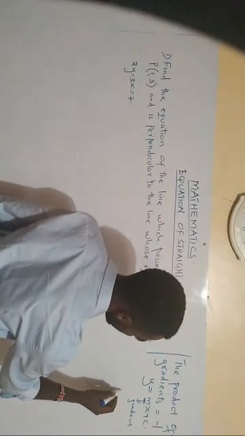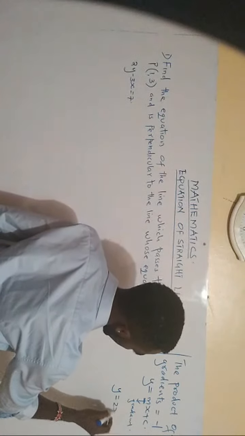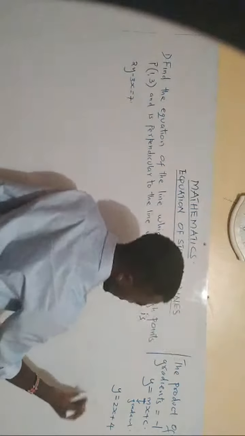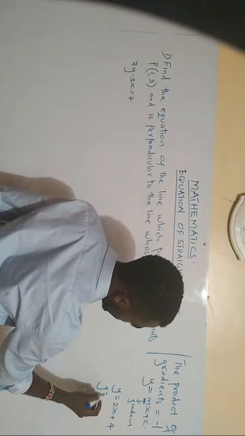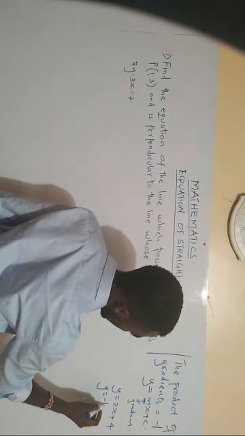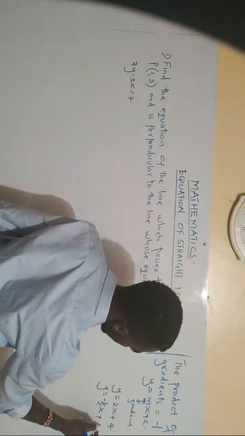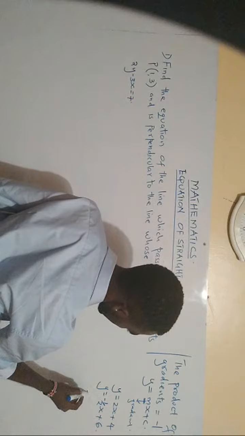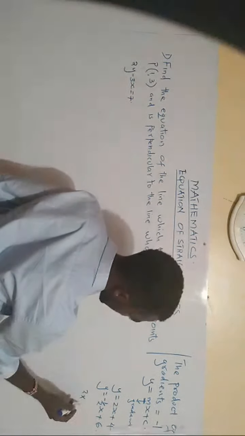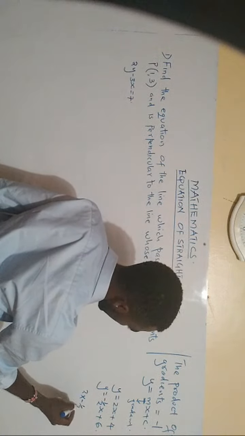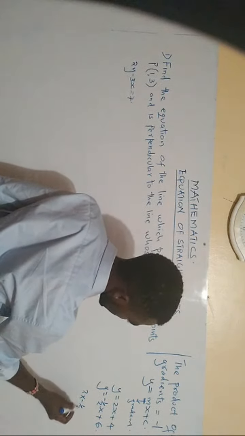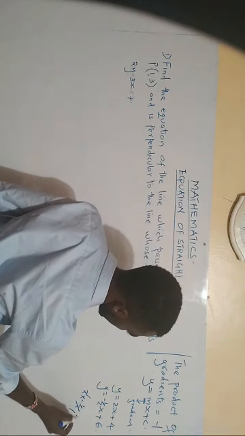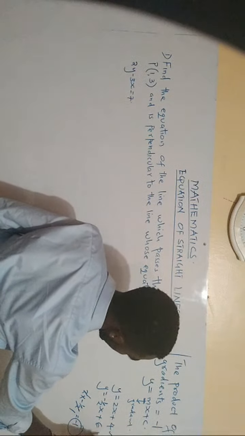Suppose you have an equation like y = 2x + 4, and another equation which is y = -1/2 x + 6, for example. The first equation has a gradient of 2. The second equation has a gradient of -1/2. So the product of these is 2 times -1/2, which is -1. So we can confirm equation 1 and equation 2 are perpendicular to each other.